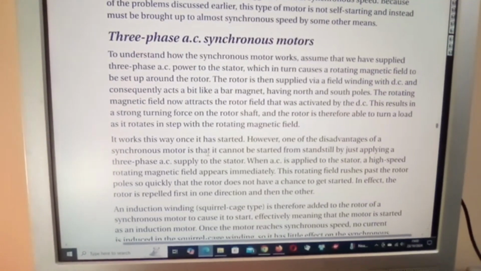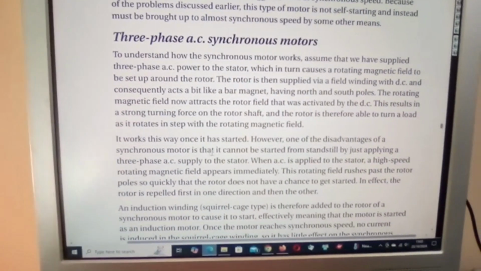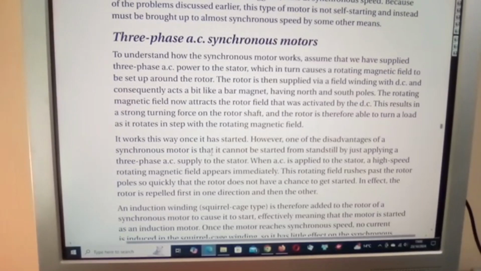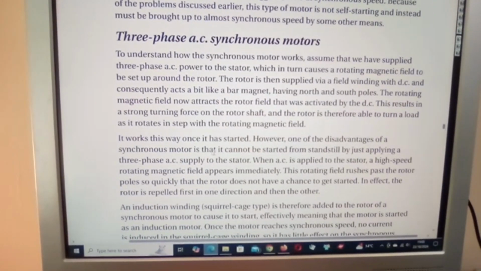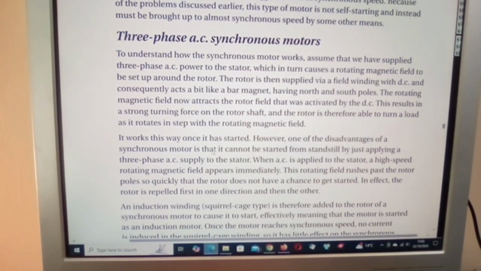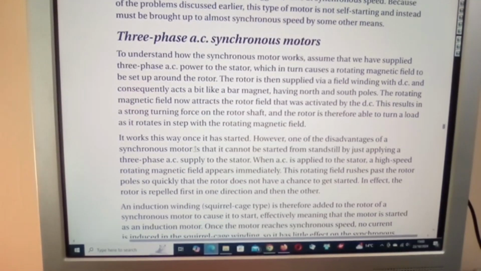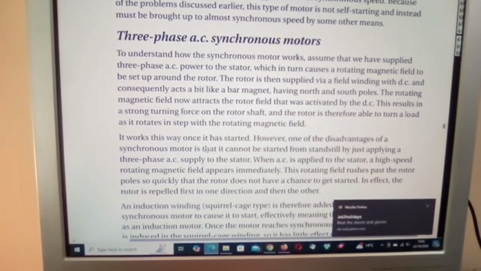Now, three-phase AC synchronous motors. To understand how the synchronous motor works, assume that we have supplied three-phase AC power to the stator. Now, this one I'm going to leave for you to read through for yourselves.